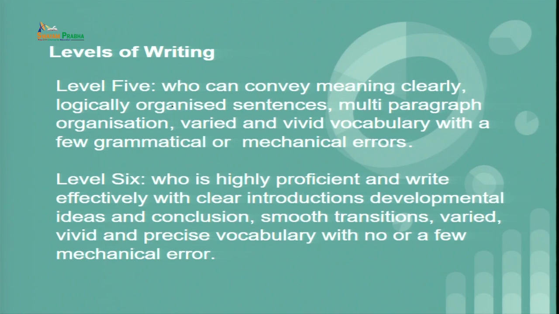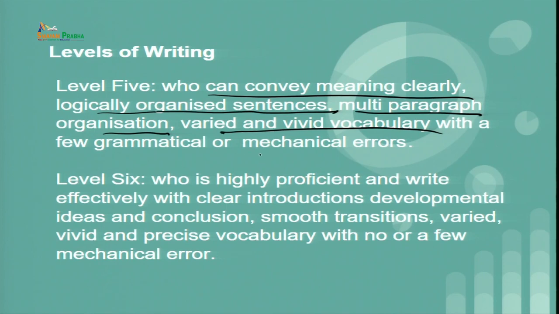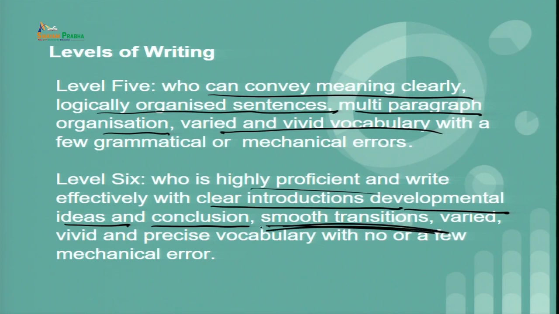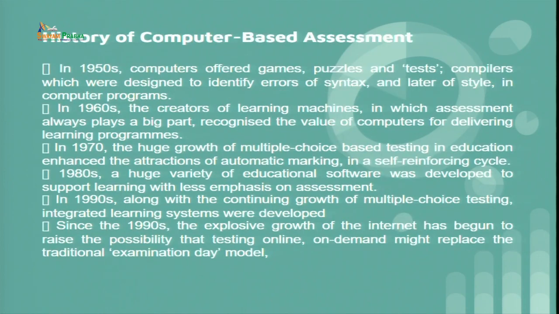Level 5 and level 6. At level 5, the writer can convey meaning clearly, with logically organized sentences, can present multi-paragraph organization, and uses a varied and vivid vocabulary with a few grammatical or mechanical errors. And the last is level 6, which is the ultimate level, and here the writer is highly proficient. The writer writes effectively with clear introductions, developmental ideas, and a clear conclusion, and also gives smooth transitions from one sentence to the other. Then there is a varied, vivid, and precise vocabulary with very few mechanical errors.